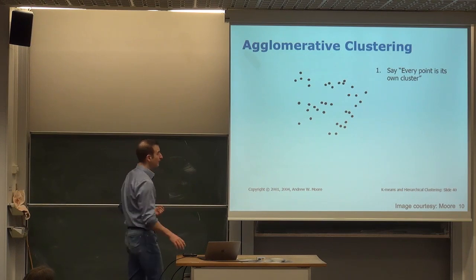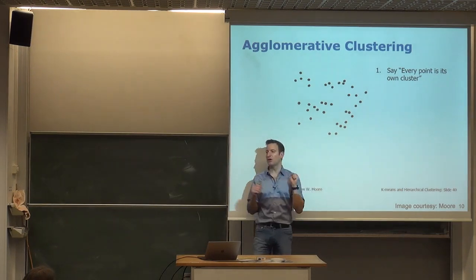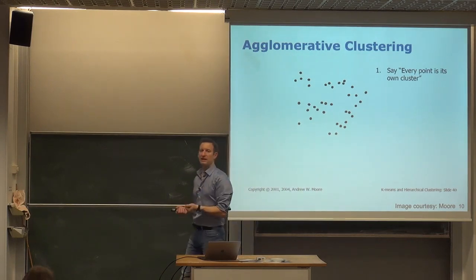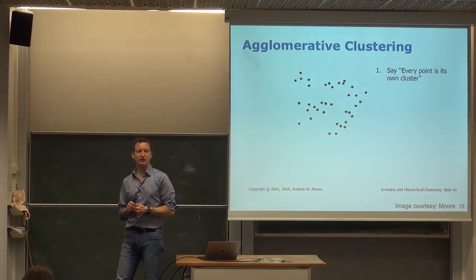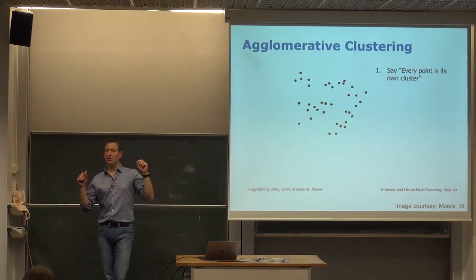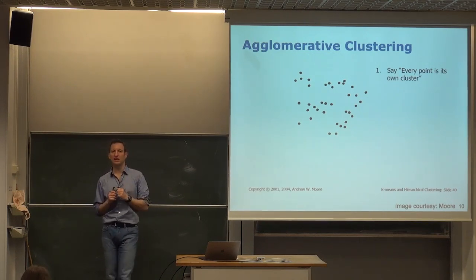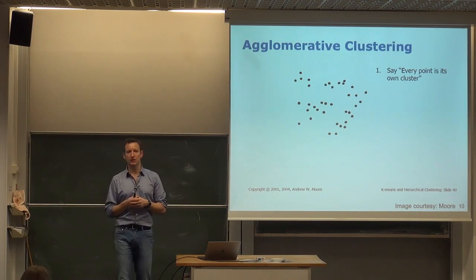Agglomerative clustering starts by saying, okay, every point is its own cluster. So we have n data points, we start with n clusters. Then the key thing of the algorithm is to combine the clusters which are most similar, merge those two most similar clusters into a new cluster, and then continue this process until I'm happy with the result.